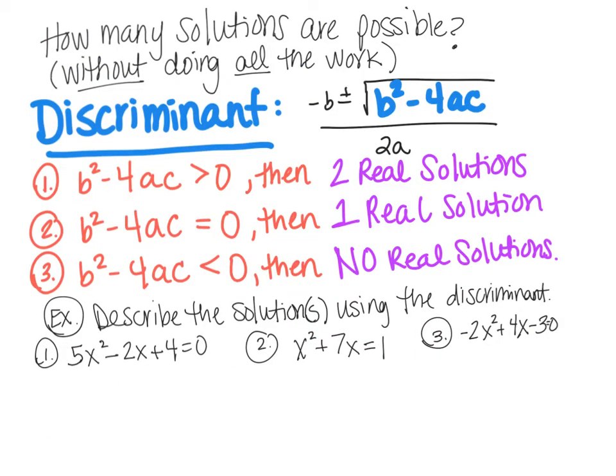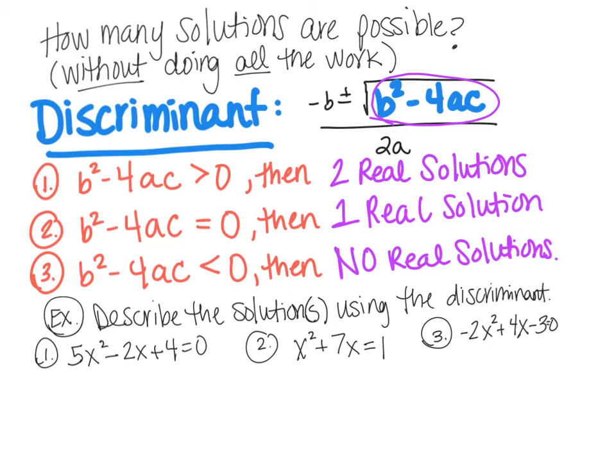So say, for example, we wanted to determine how many solutions there could possibly be, but we didn't want to have to do all of the work. Well, what we could do is use part of the formula, not the whole formula, but part of it, and find what we call the discriminant. So the discriminant is just the part that is underneath our square root, not the square root, but what's underneath. So it is mainly that b squared minus 4ac.